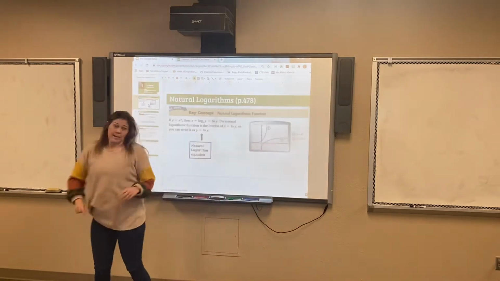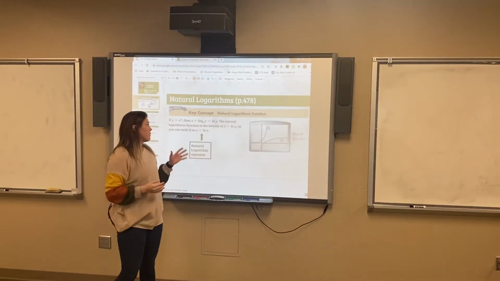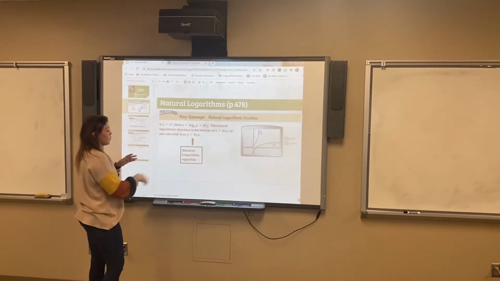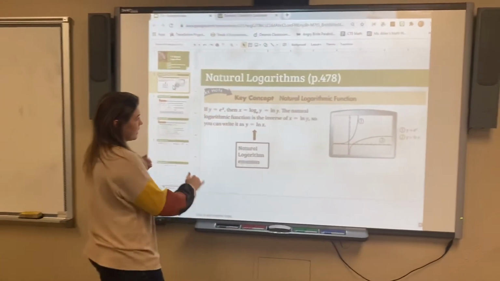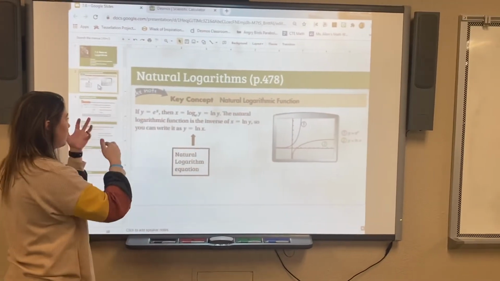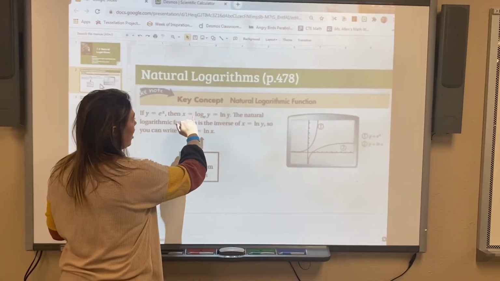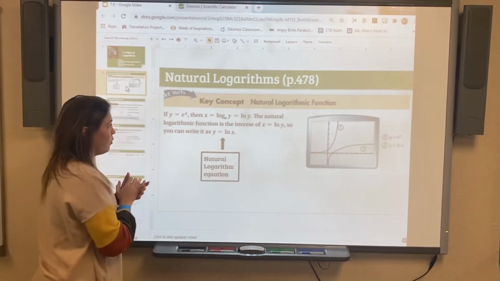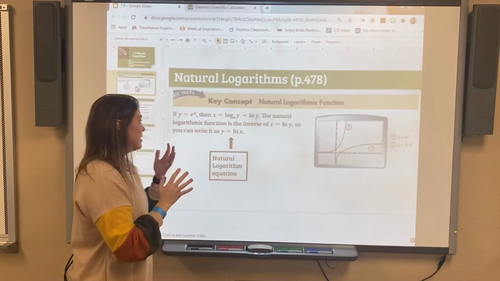So we haven't talked about natural logs yet. A natural log is just whenever you're using base e, it's just another graph. So we deal with natural log and e's. If y is equal to e to the x power, then we can put it into log form. x is equal to log base e of y, which is the same thing as the natural log of y. So the natural log is the inverse of e to the x power.